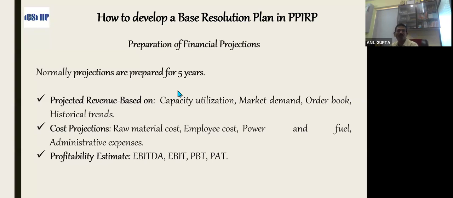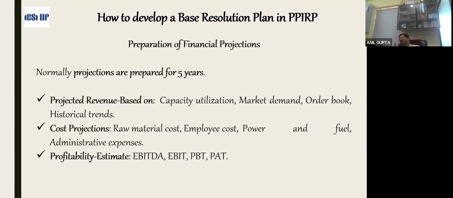So the cost projections: the raw material, employee cost, power and fuel, administrative expenses. Not only that, the profitability estimate: the EBITDA, earnings before interest, tax, depreciation, amortization, or EBIT, earnings before interest and tax, or profit before tax, or profit after tax. That information also has to be provided. Once you are well versed in the preparation of the base resolution plan, it is a cakewalk for you to prepare the restructuring proposal.